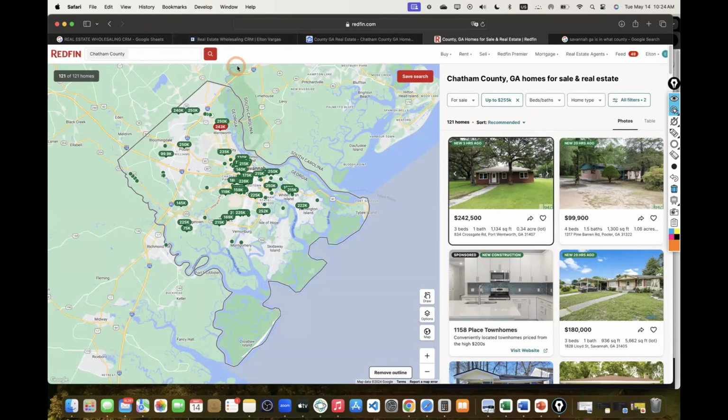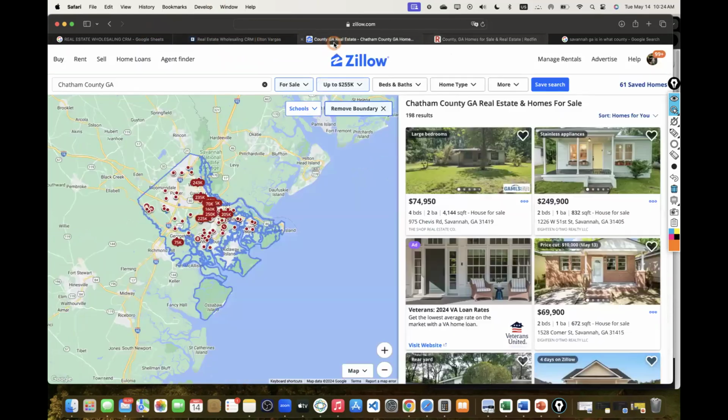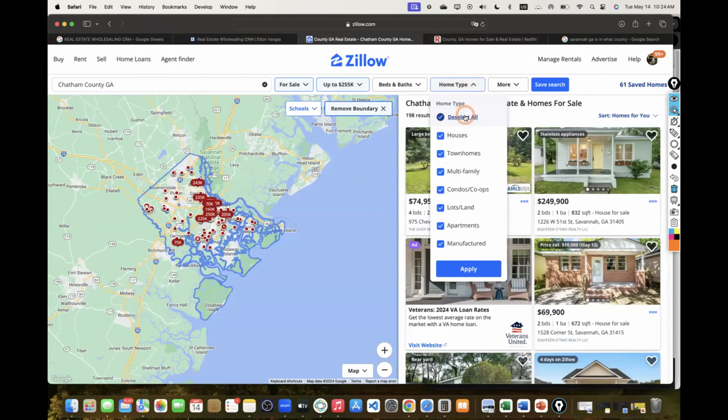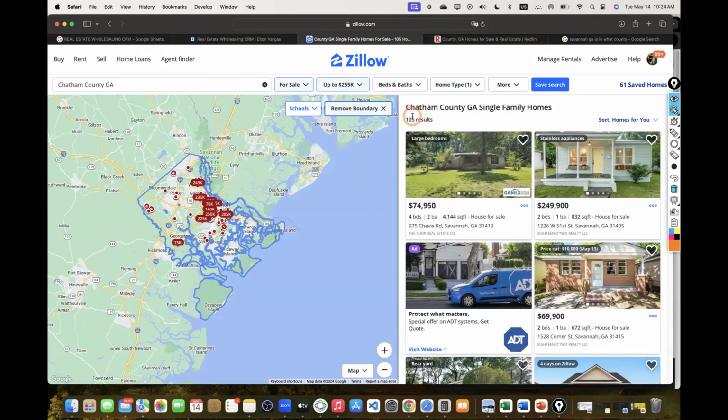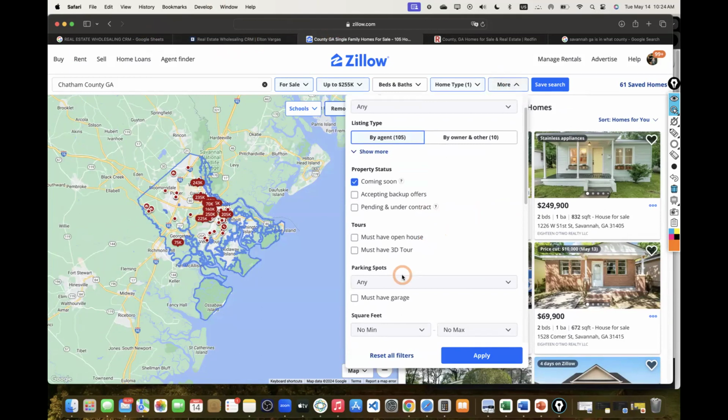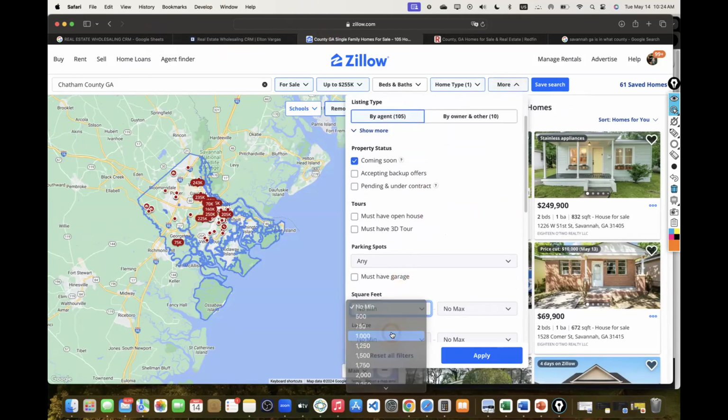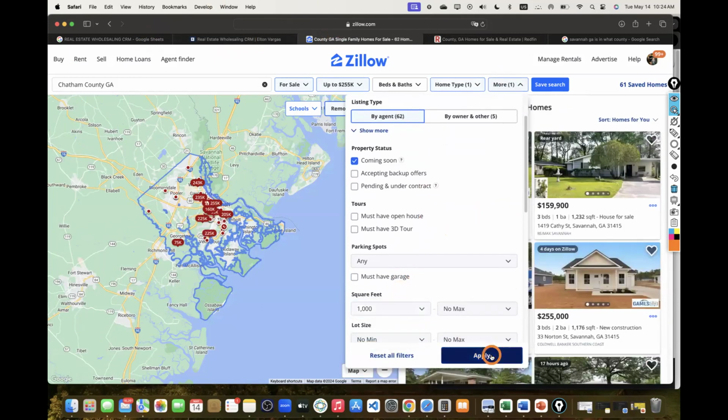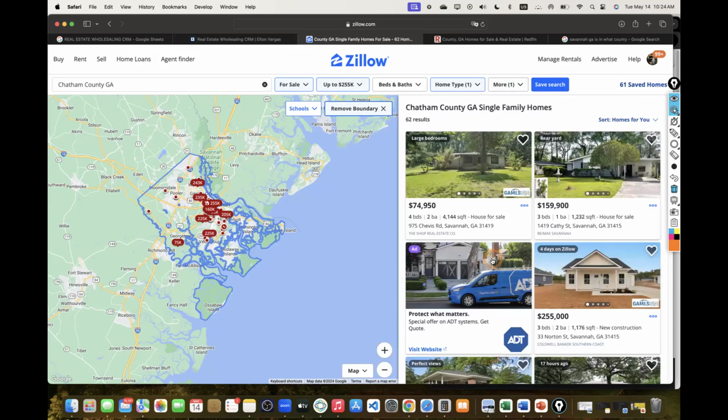Let's go very quick. Let me go back to Zillow. So first things first, let me deselect all of these selections. I'm looking only for houses at this point. And there you go, from 198 to 105. And the last filter I like to use is to look for properties over 1,000 square feet.